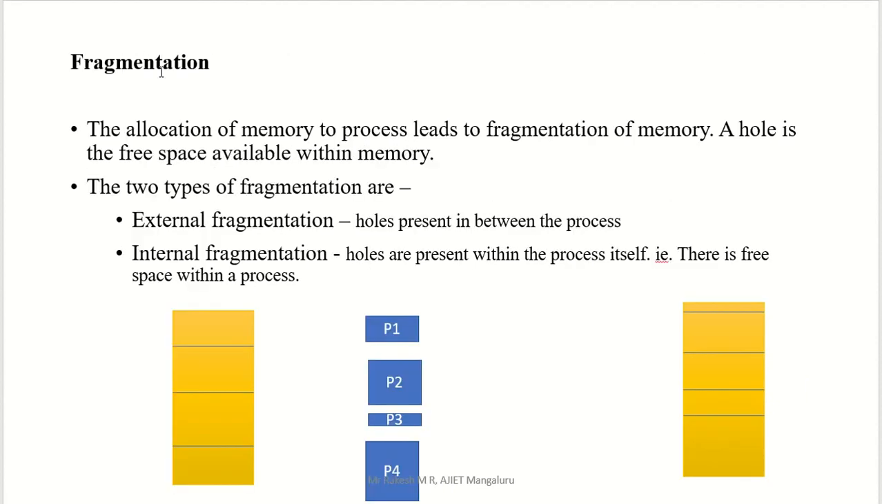Then fragmentation. Fragmentation means that allocation of memory to processes leads to fragmentation of the memory. A hole is the free space available within the memory. Here I will explain that there are two types, external and internal. I will explain with an example. Here we have P1. I will take P1 and I want to load it inside this block.